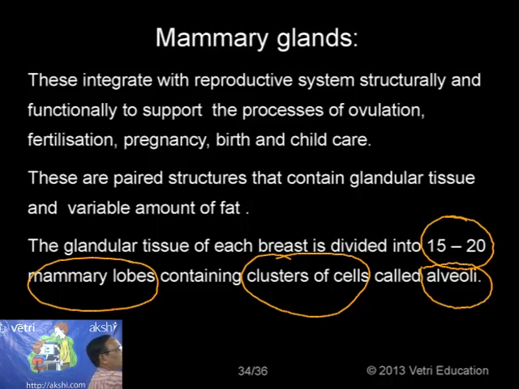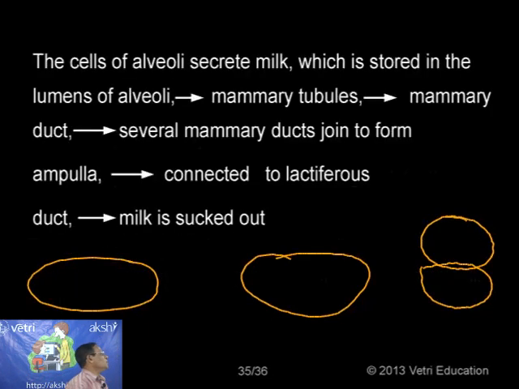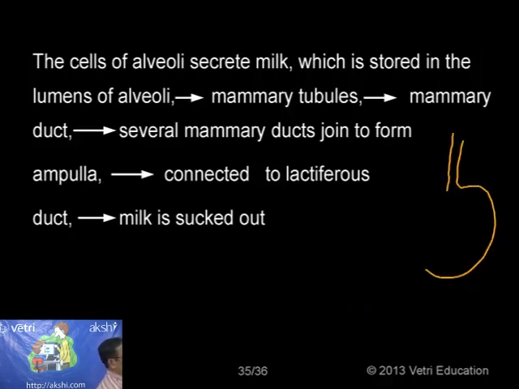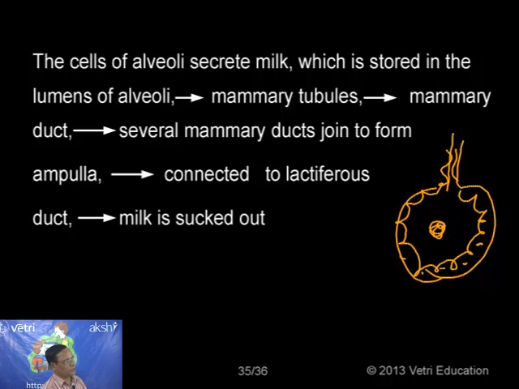Now let's see the structure of this mammary gland. The alveolus is nothing but a cluster of cells. The cells secrete the milk, and the milk is stored in the lumen of the alveoli. So the alveolus is somewhat like this, lined with cells. This is the alveolus. These are all the cells concerned with the secretion. The secretion is collected here, in what is called the lumen of the alveolus.